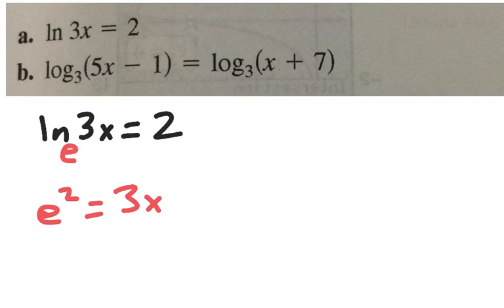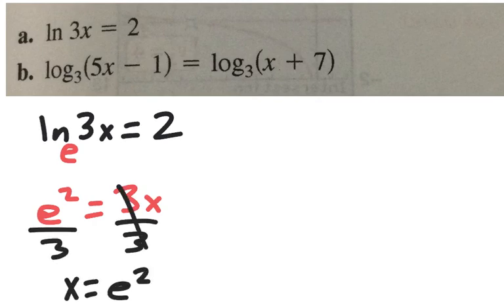Now that's really easy to solve. Get x by itself. X is being multiplied by 3, so I'm going to divide by 3. That tells me x must be equal to e squared over 3.